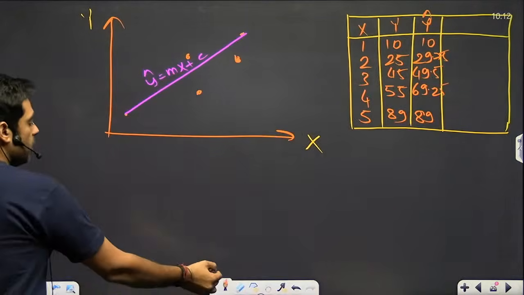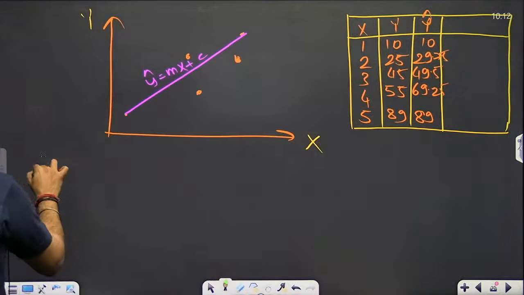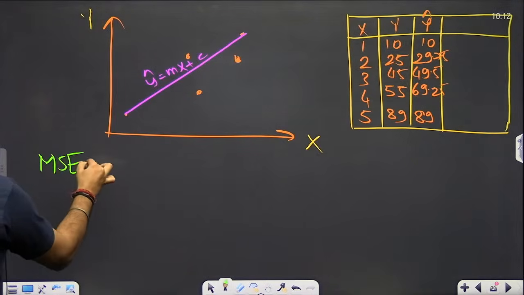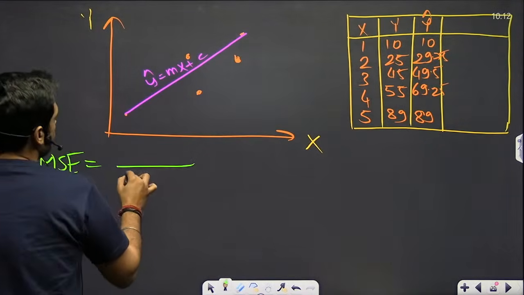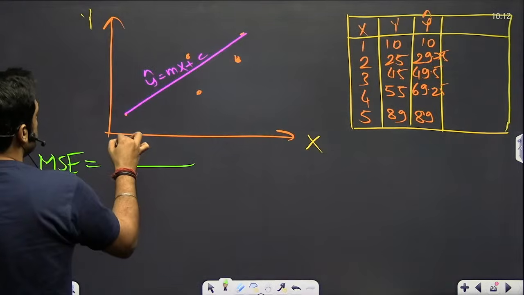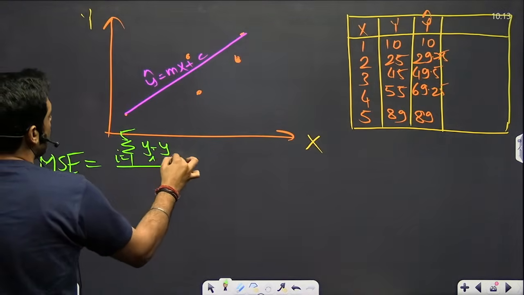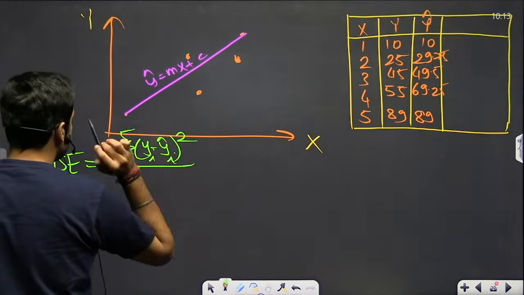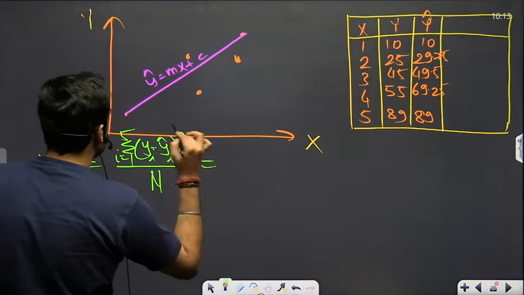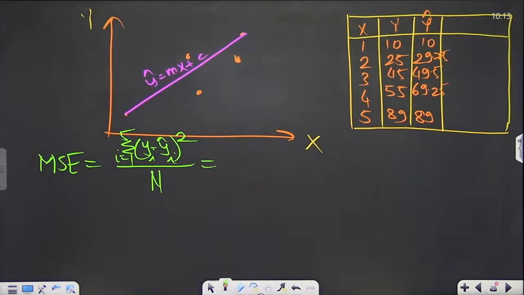Ab what I want is to calculate the value of MSE, mean square error. So what is the formula? The formula is the sum for i equals 1 to 5, because I have a total of 5 points, of (yi minus y hat) whole square, divided by the total number of points.